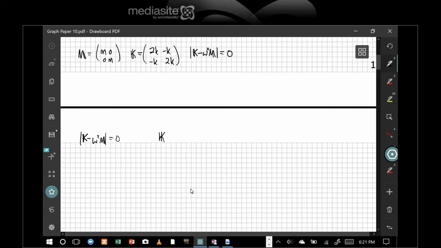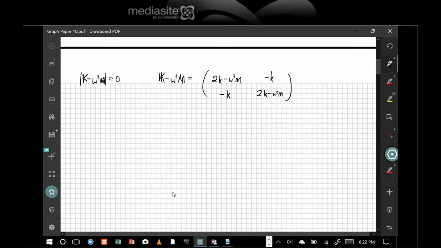All right, let's first write down what this is. That's going to be 2K minus omega squared M, then minus K, then minus K, and 2K minus omega squared M. Let's find the determinant of that. I just multiply this times this minus this times that, and set the determinant equal to 0. That gives me an equation that looks like 2K minus M omega squared, quantity squared, minus K squared is equal to 0. I can factor out the roots: K minus M omega squared, times 3K minus M omega squared.